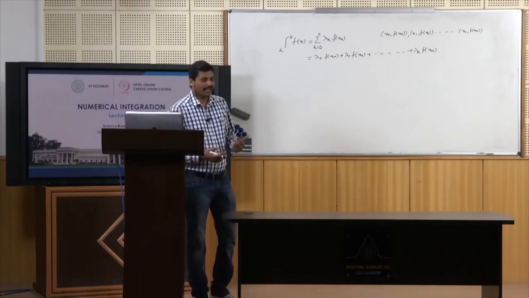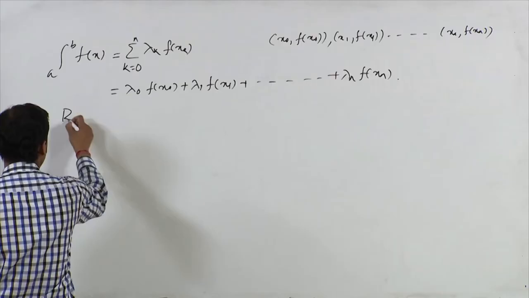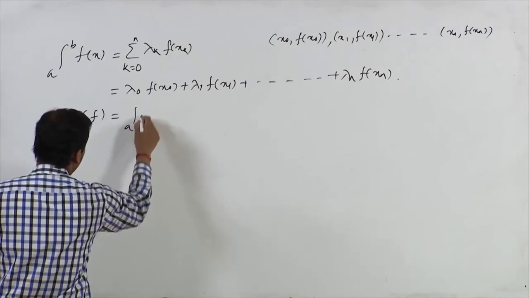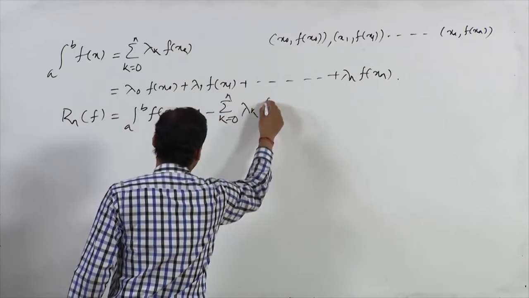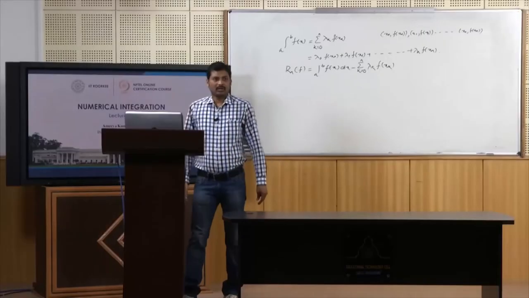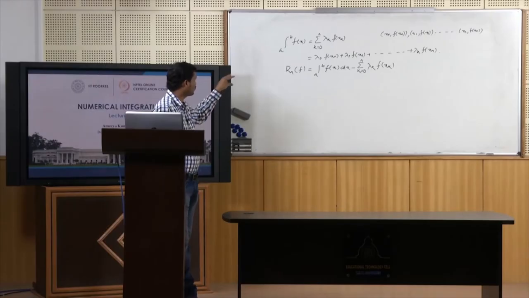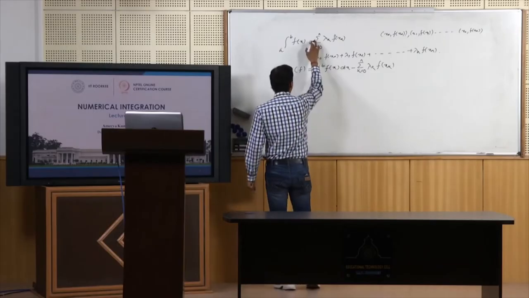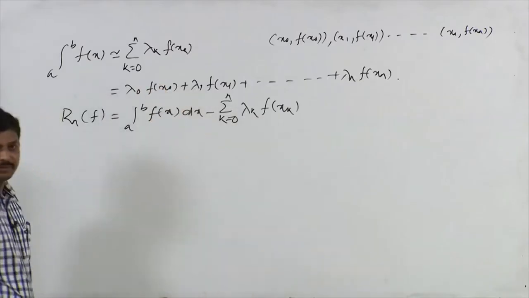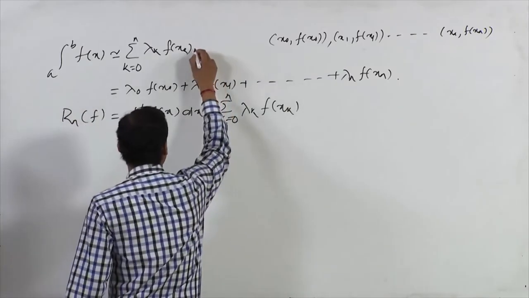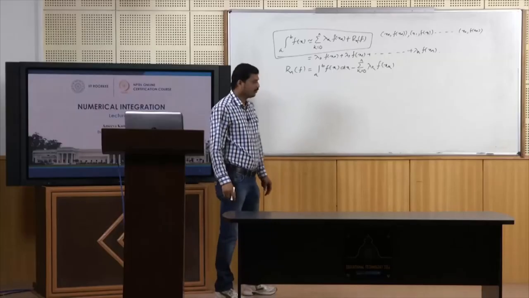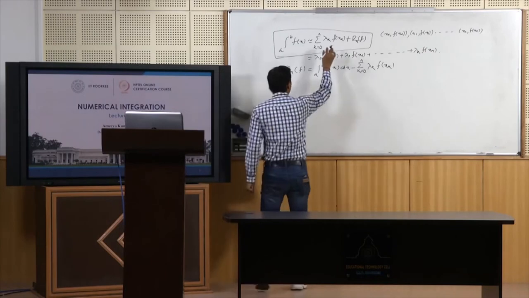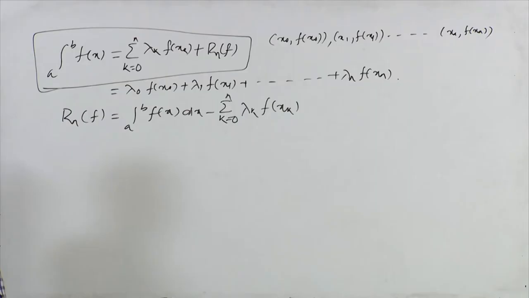And if we go for the error computation of this quadrature formula, usually the error R n of f can be written as the integration from a to b of f of x dx minus summation k equals 0 to n lambda k f of x k. If we want to evaluate this error, we always have to subtract both these terms, since this is not exactly equal to, but an approximation of the integral. We can write the integral as this sum plus R n of f as the total expression. Then R n of f equals the integration from a to b of f of x dx minus summation k equals 0 to n lambda k f of x k.